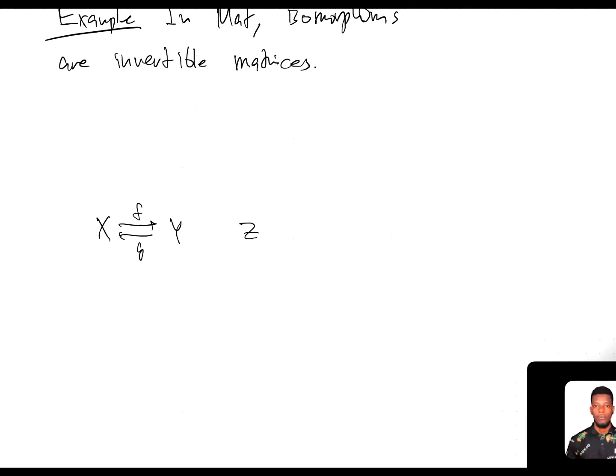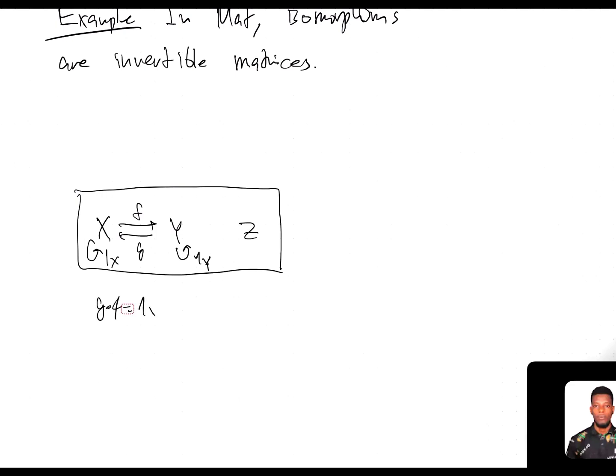No, look, for instance, let's take this example. Let's say we've got a category where F and G are isomorphisms and inverses of each other. So let's say we've got the situation where the composite of G and F equals the identity of X, and the composite of F and G equals the identity of Y.